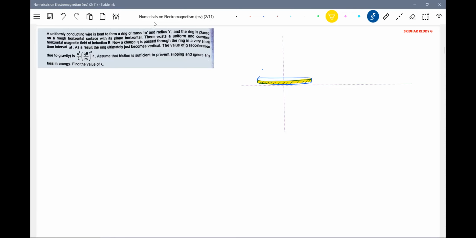And the ring is placed on the rough surface. There exists a uniform and constant horizontal magnetic field of induction B. What is the direction of B bar? The B bar direction is this way. Now a charge Q is passed through the ring in a very small interval delta t, as the ring ultimately just becomes vertical. What do you mean by vertical, the ring? We have done the same problem with current flowing. What current you have to plug in? But he is telling a charge is passed.